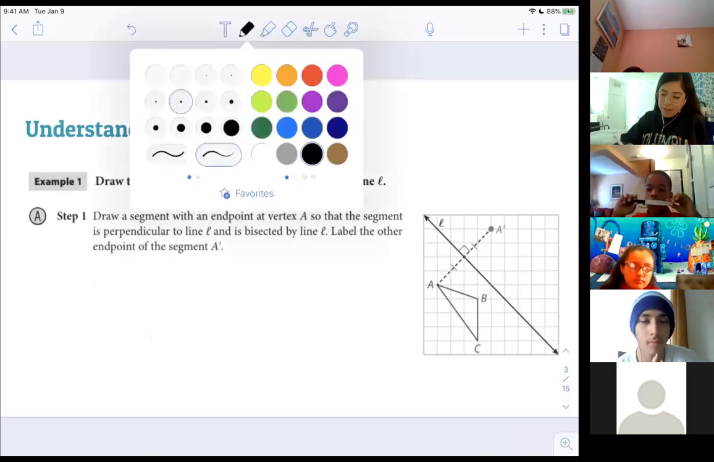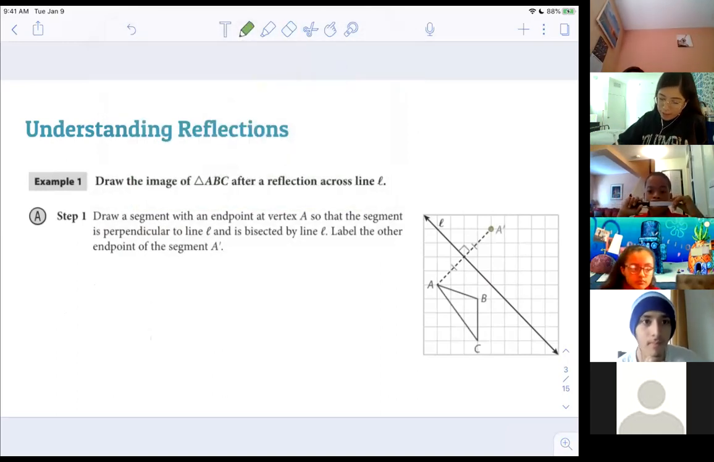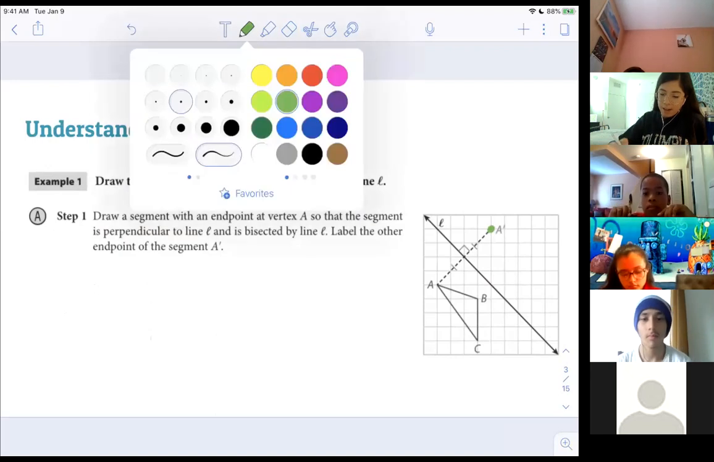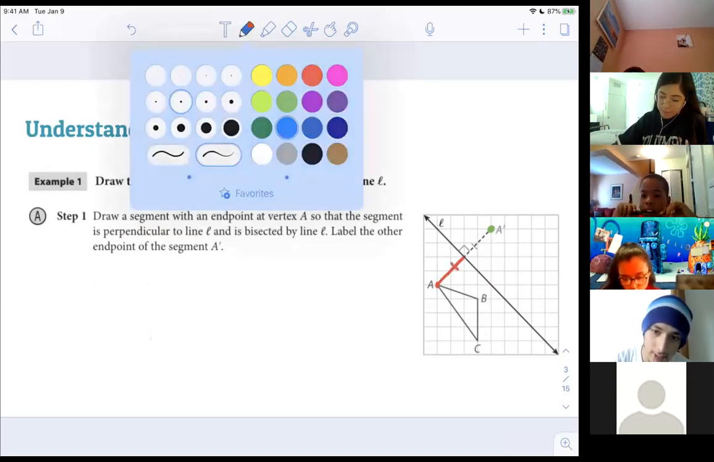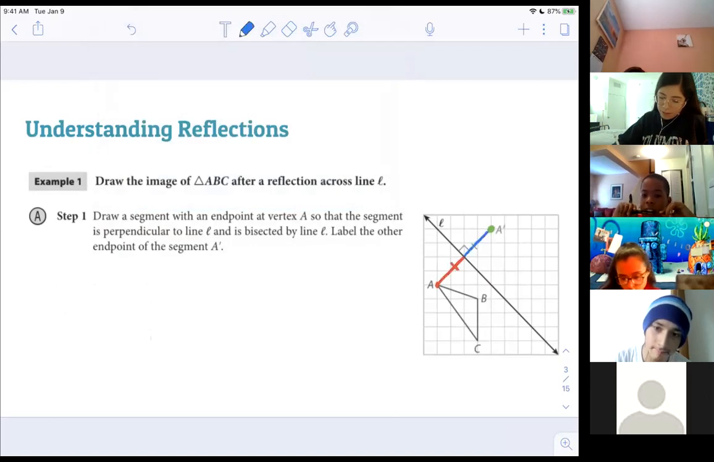They already did point A for us. The way they figured it out was by drawing the perpendicular bisector. Line L is what we're going to reflect over. They figured out how far it is from A to the perpendicular bisector, and then we copy that same distance on the other side. That's how we get our final point. But the most important thing is to remember that it's going to be a right angle. It has to be perpendicular.